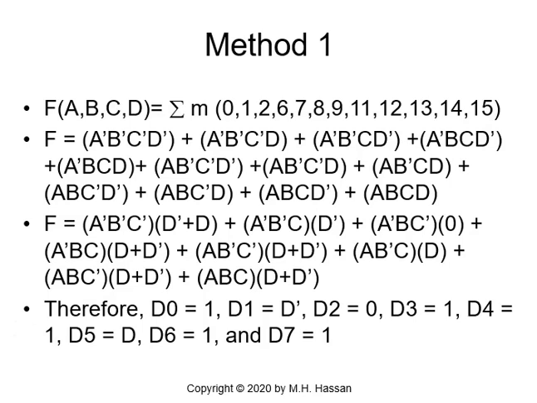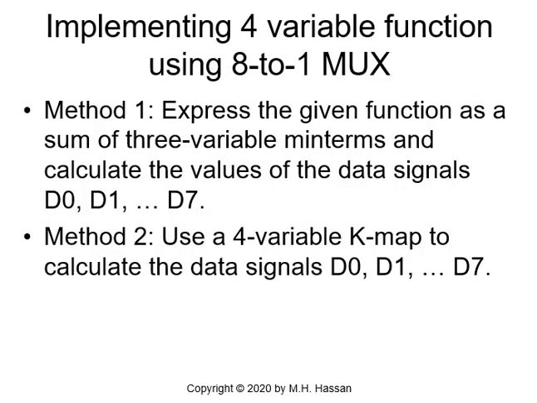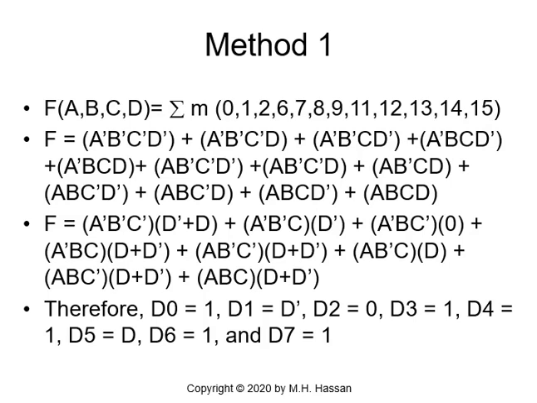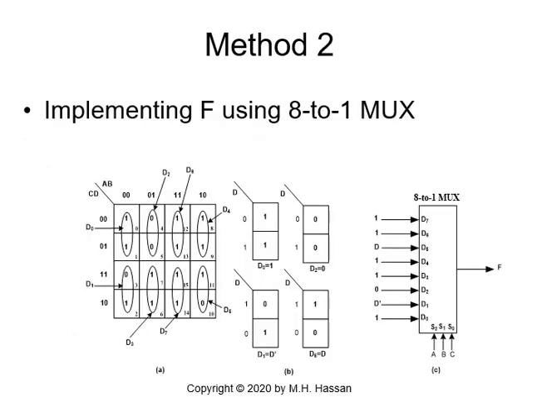Now how about using K-map? We said the second method, we can use a 4 variable K-map to calculate the Ds. And this is very simple. So we'll have an ABCD map.